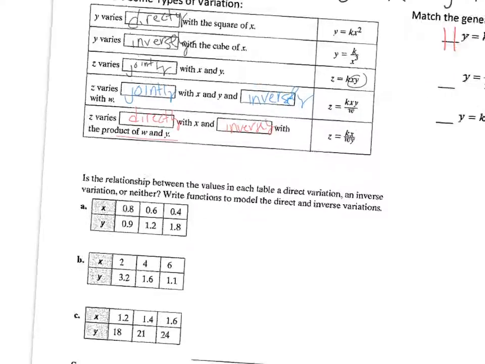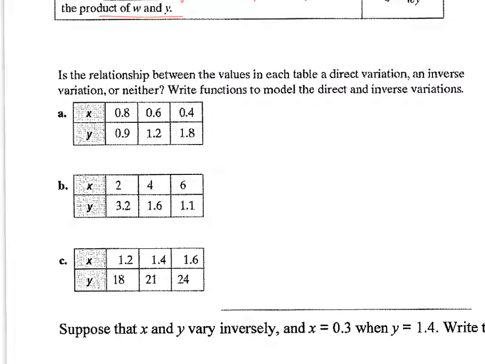So, is the relationship between the values direct, inverse, or neither? We did this a little bit in chapter 2 already. To figure out if it's direct variation, I see if y divided by x is constant, and that's going to give me my k. In inverse variation, I'm going to see if when I multiply x times y, I get the same number, and that's going to give me my k. Once I figure out what k is, I can write it in the form y equals kx if it's direct variation, or xy equals k if it's inverse variation. Inverse variation can also be written as this as well.